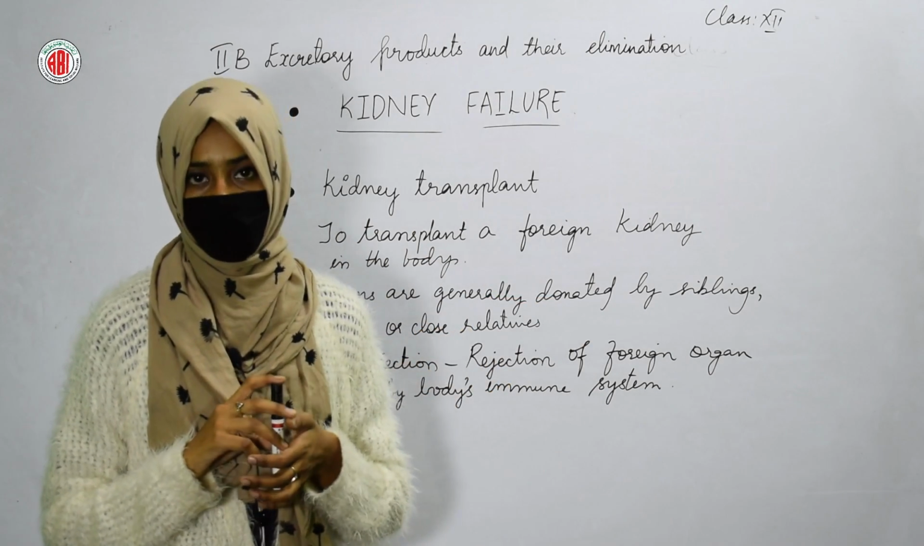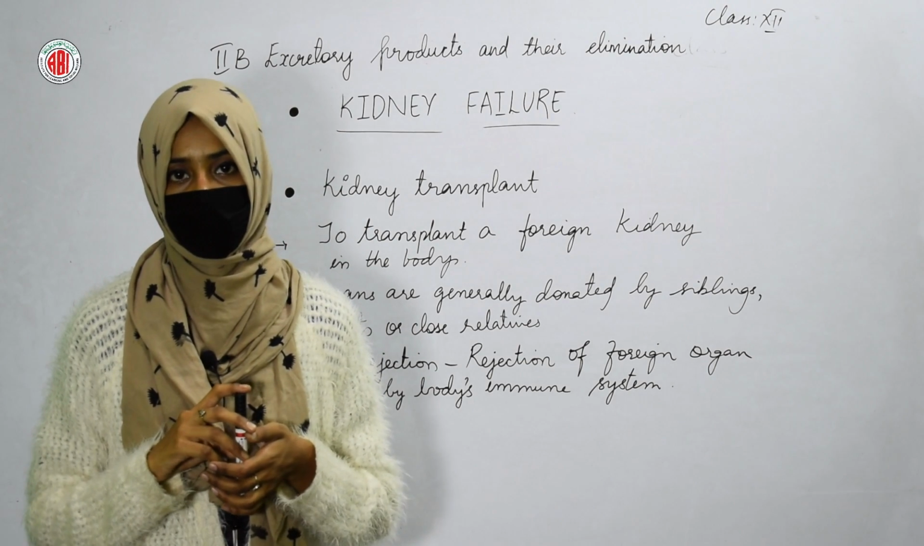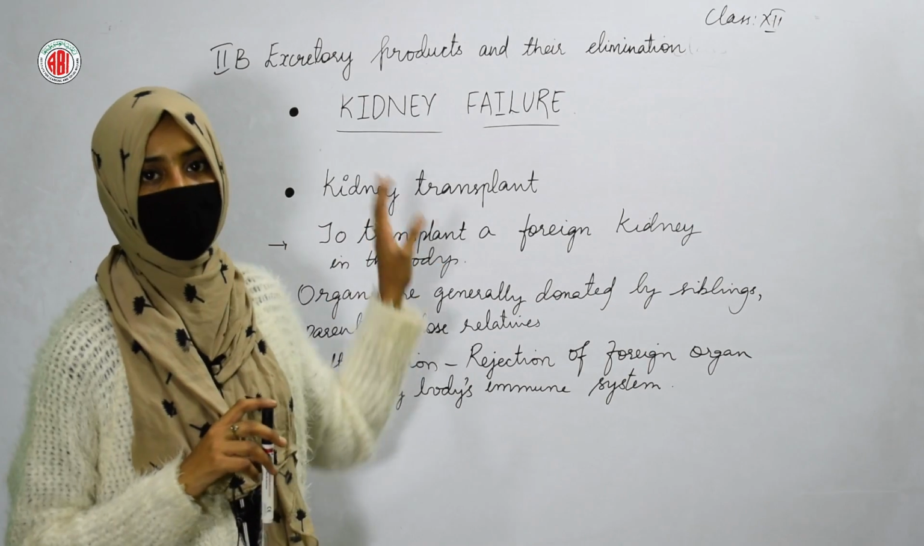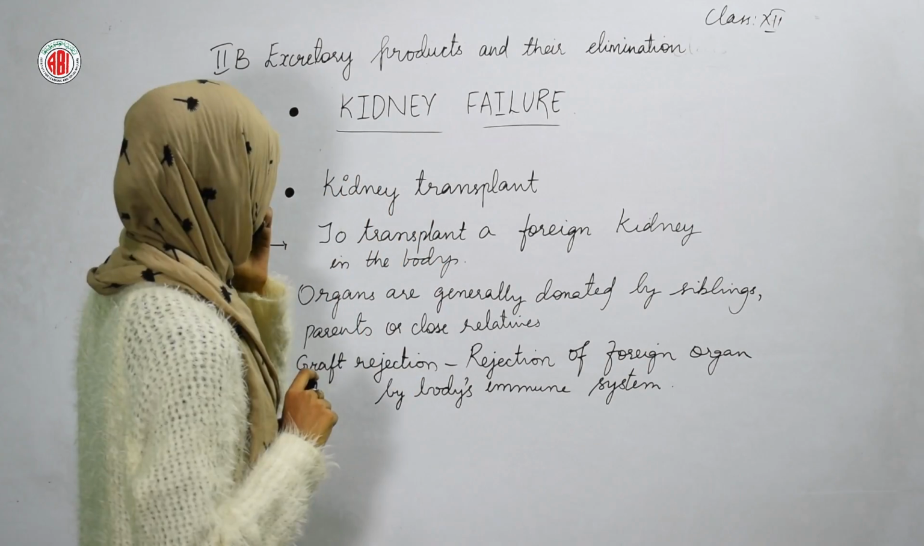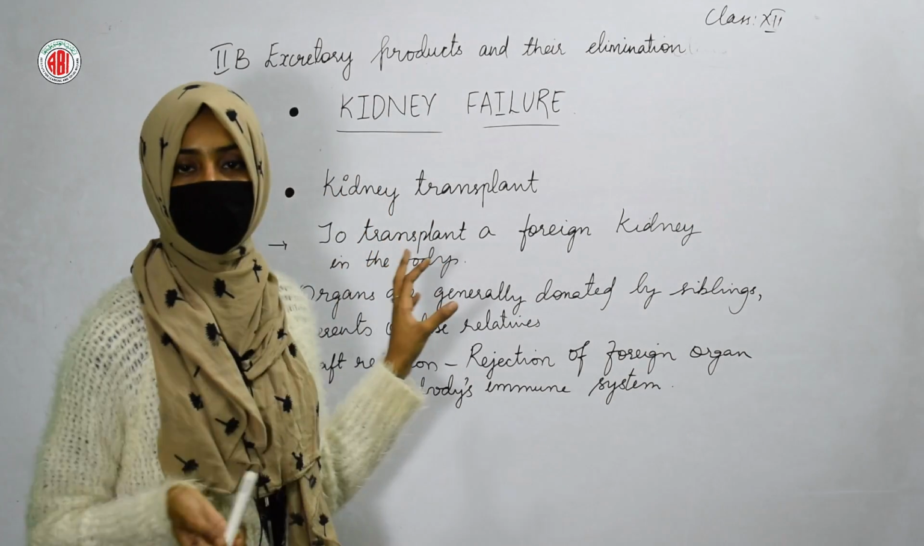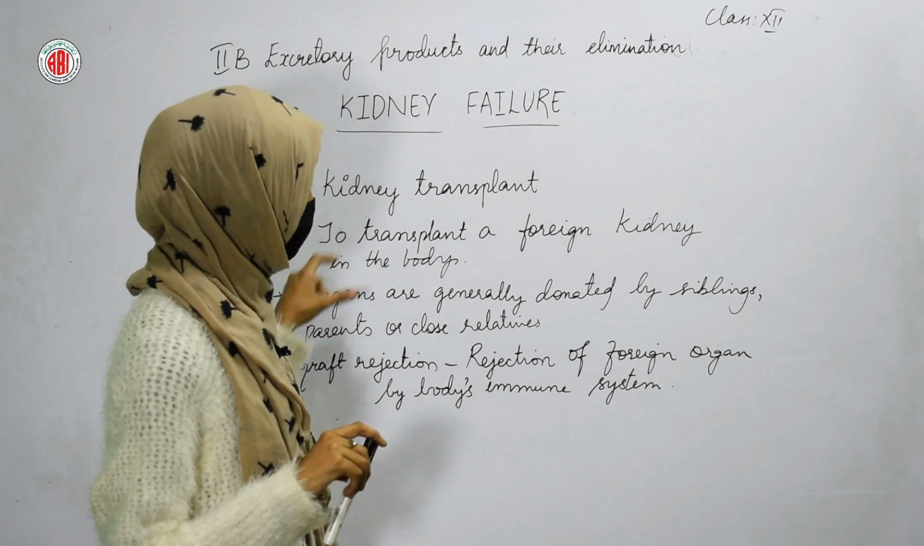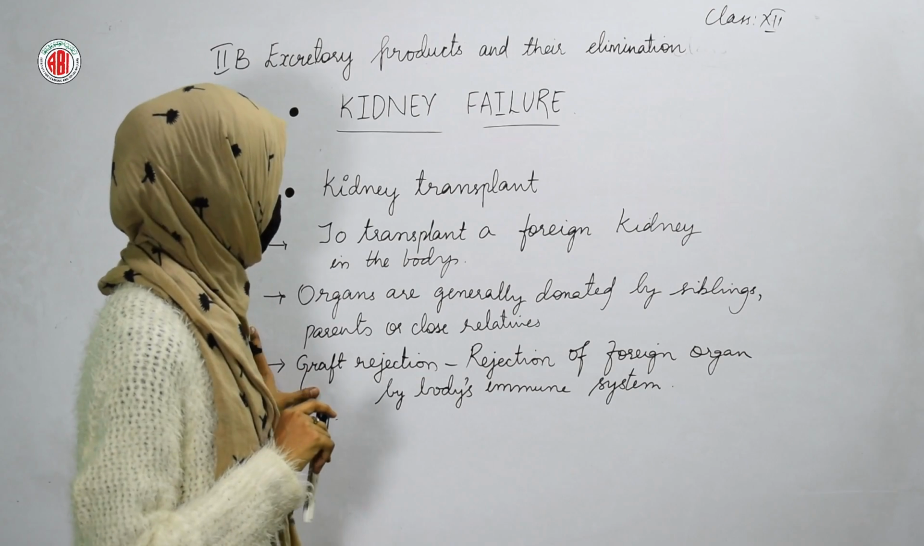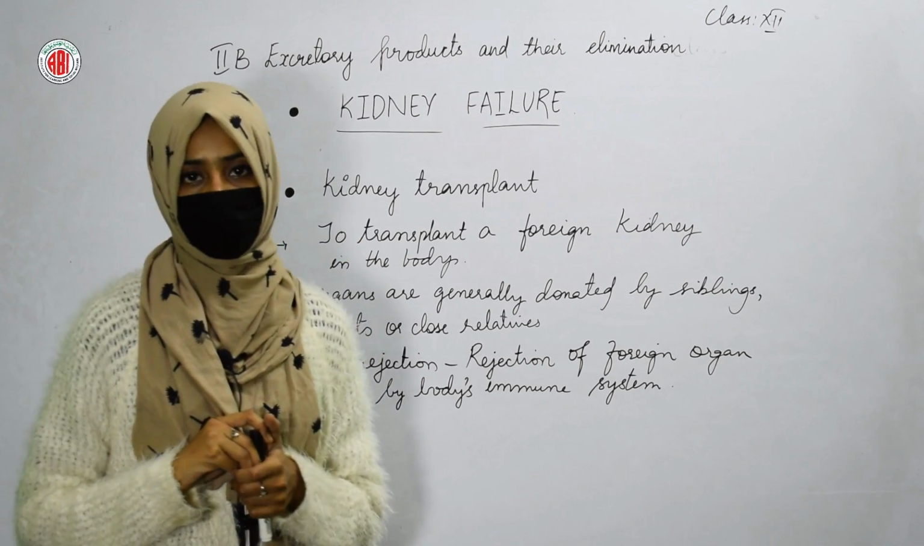We can survive on one kidney, but if both kidneys are damaged, then we can go for kidney transplantation. Whenever we go for this permanent solution, we make sure that the organ to be transplanted is donated by our close relatives in order to prevent graft rejection. This is about kidney transplantation.